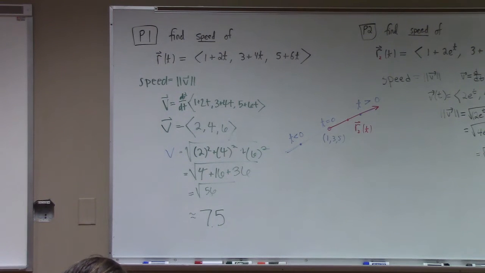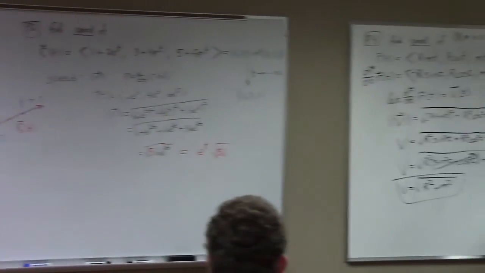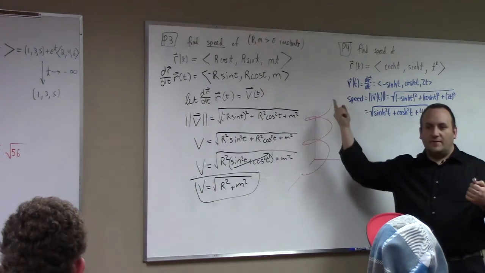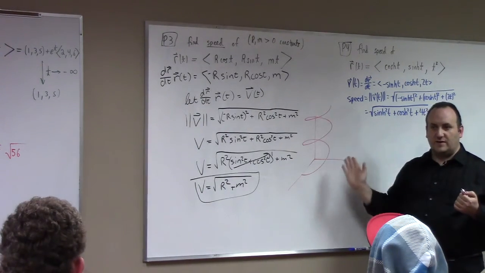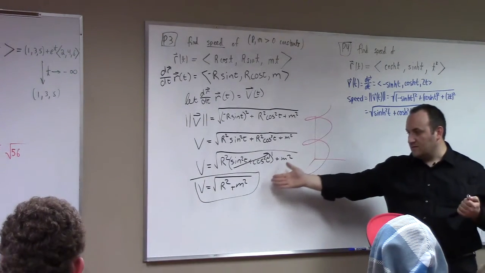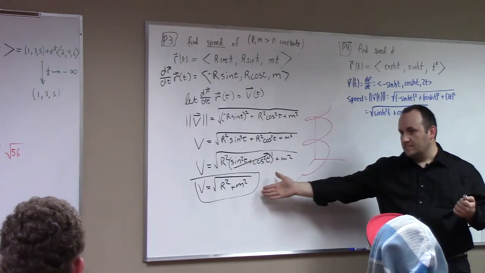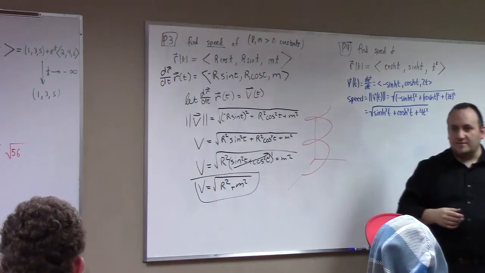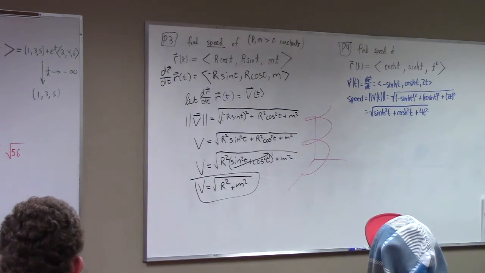This one here, you might recall, is the helix. Even though this is going round and round, wrapping around the z-axis, always turning, always twisting, always going up, nevertheless the speed is constant. So we can have constant speed for very interesting curves.